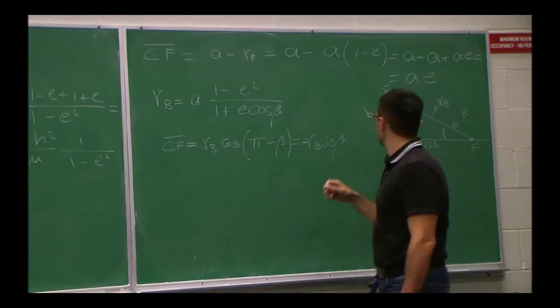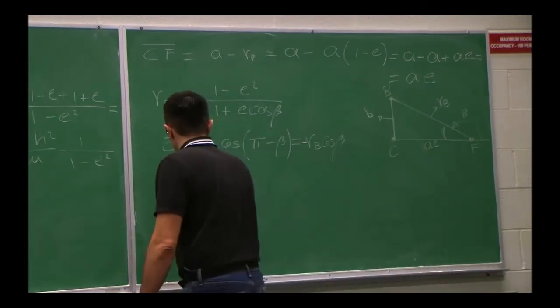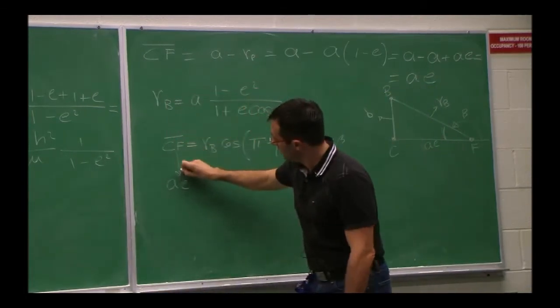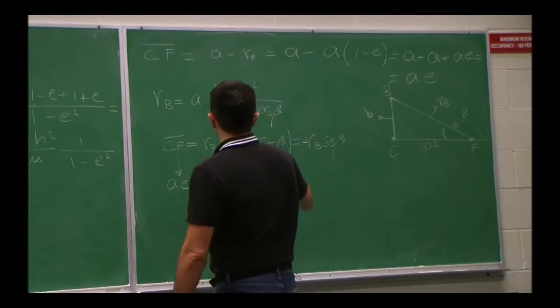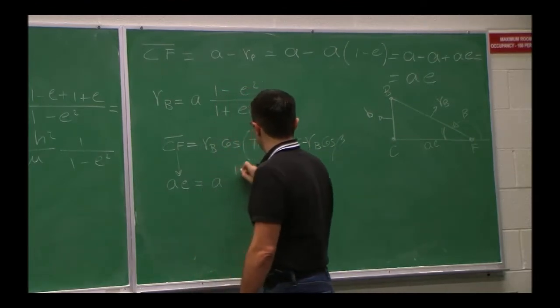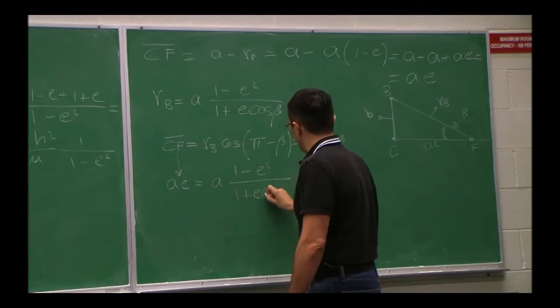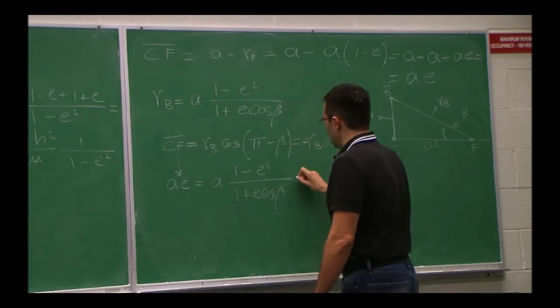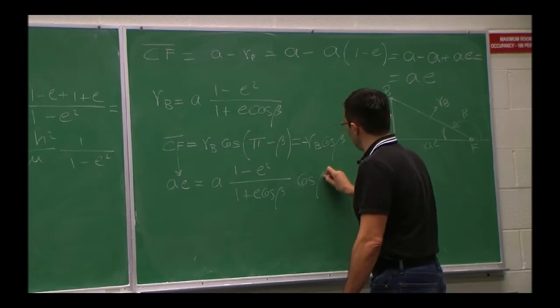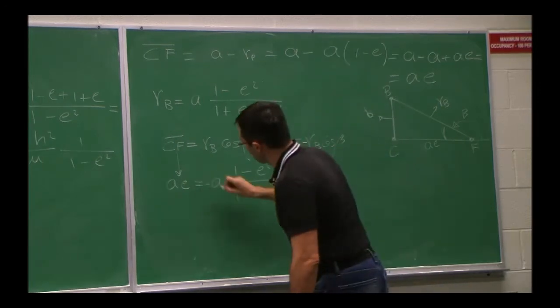So let's put it all together. CF is AE, so substituting here, it's equal to this ugly expression here, A 1 minus E squared over 1 plus E cosine of beta, that multiplies another cosine of beta with a minus.